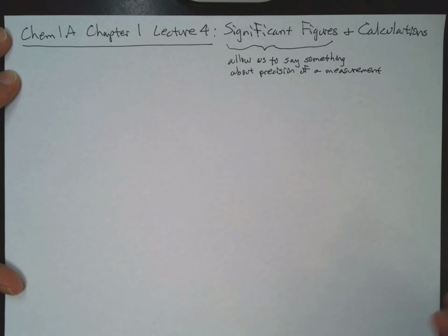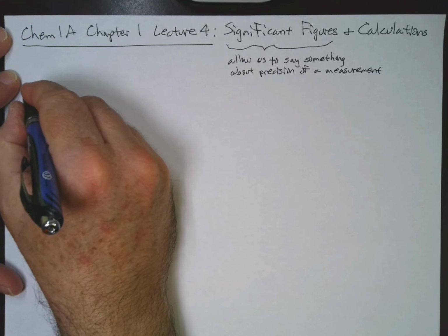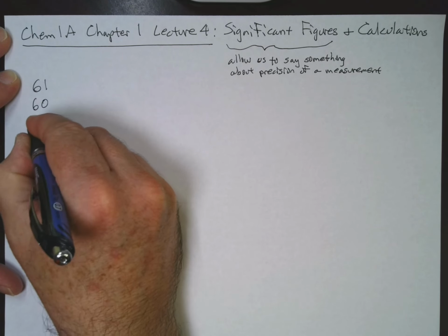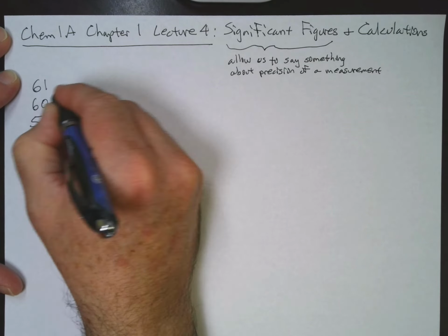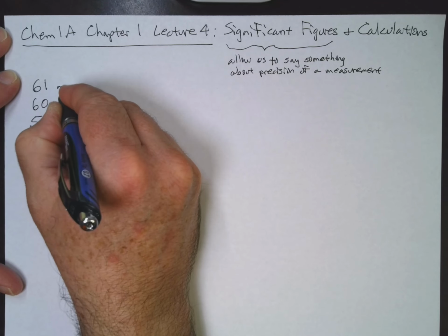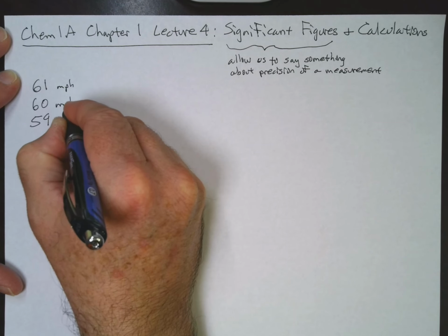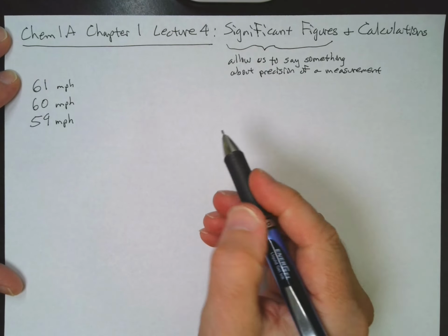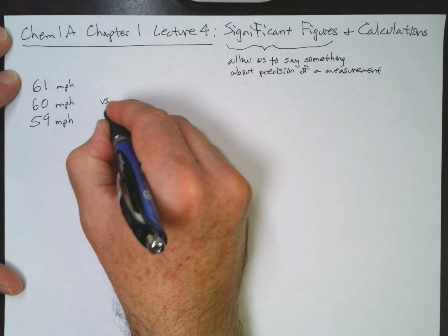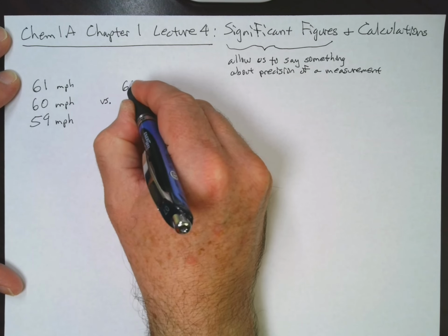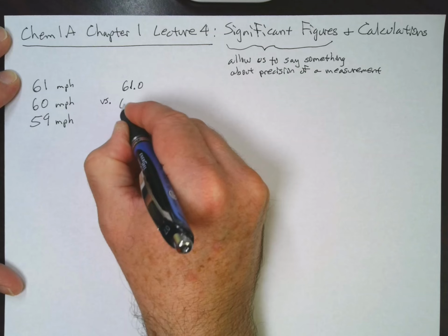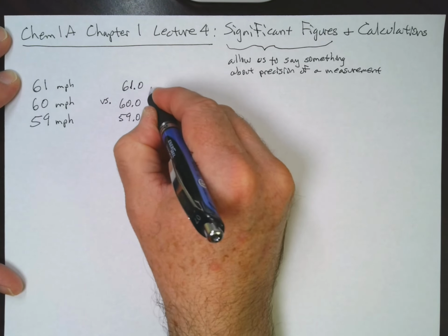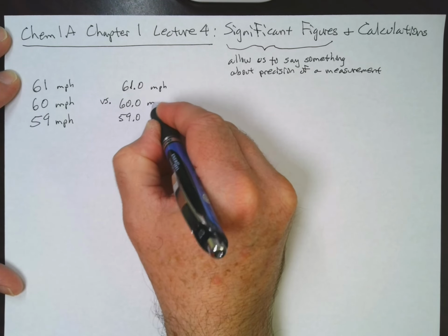For example, let's say I have the following three numbers. Let's say I had the following three measurements. Let's say, I don't know, this is miles per hour. Let's just say. Now, if they're written like this, it means something very different than if I had 61.0, 60.0, and 59.0 mph.